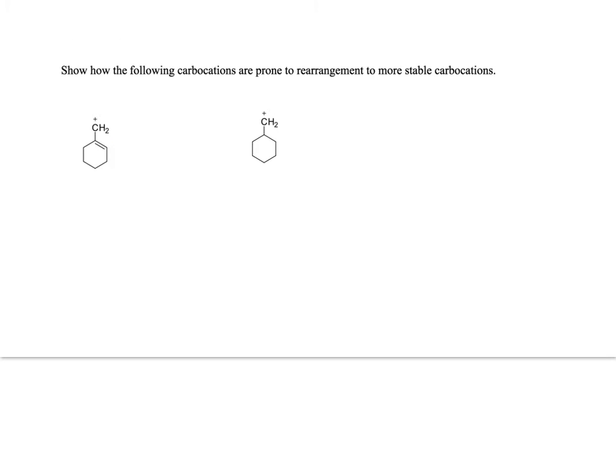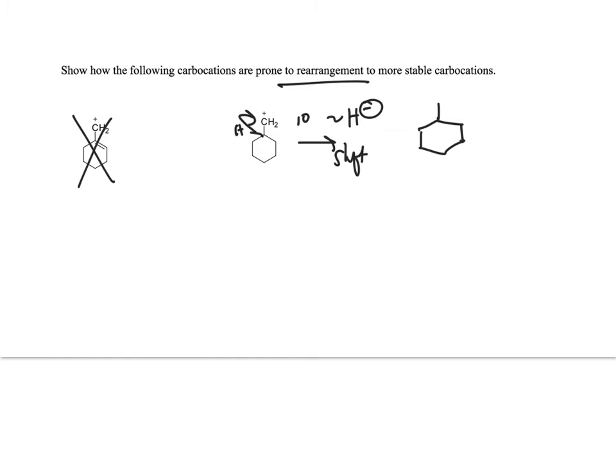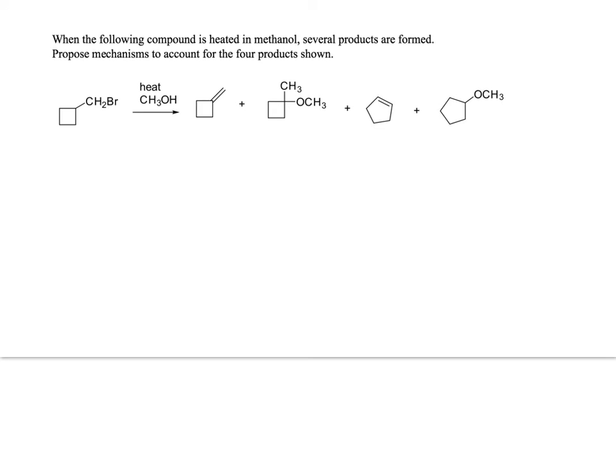Show how the following carbocations are prone to rearrangements. The first one you don't have to do. The second one, this is a primary. You have a hydrogen there. So if you do a hydride shift, you're basically going to trade places with the hydrogen and the positive carbocation. And then that's a tertiary. This goes from a primary to a tertiary.